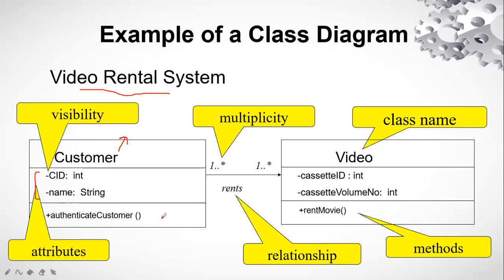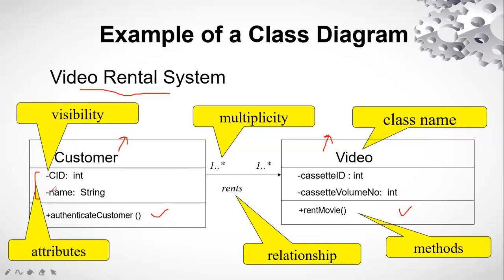And these are the methods. You can see here also there are two classes, video and customer. So video and customer are the class names. CID and name are the properties or attributes of customer, and cassette ID and cassette volume are the attributes of the video class. This is the method of class customer, this one, and this is the method of class video.